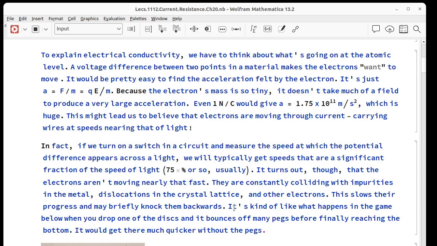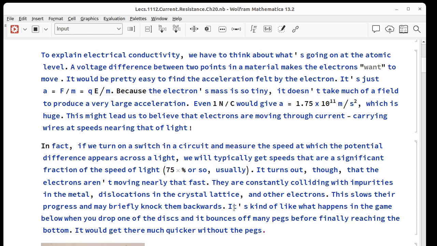That might give us the idea that electrons are moving through the wires almost at the speed of light. And in fact, if we turn on a switch in a circuit and measure how long it takes the potential difference to appear across the light at the other end of the switch, we get speeds that aren't far from the speed of light, usually half, 2/3, 3/4. However, the electrons themselves are not moving anywhere close to that fast.